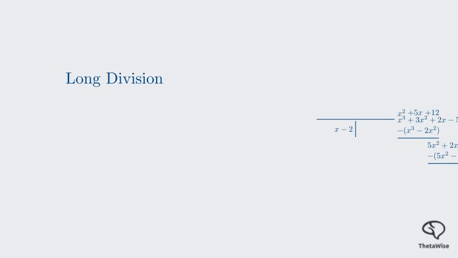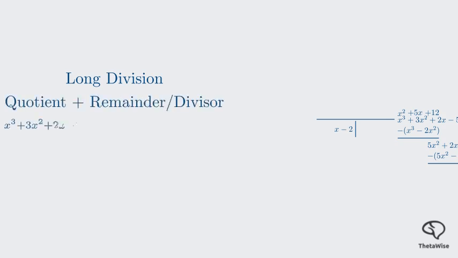The degree of 19, 0, is less than the degree of x minus 2, 1, so we are done. Writing this as quotient plus remainder over divisor, our fraction is now x squared plus 5x plus 12 plus 19 over x minus 2.